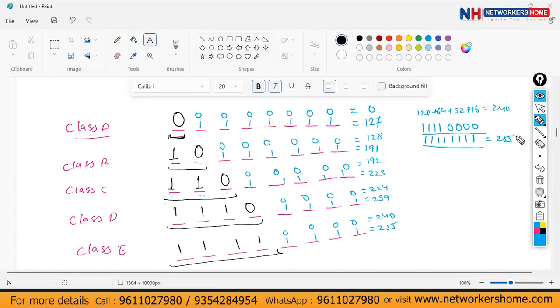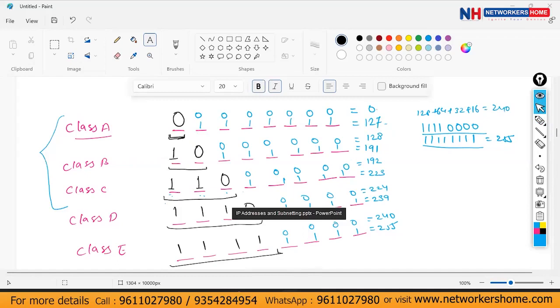Classes range. Now, for IP address assignment purpose, we only use 3 classes, class A, class B, and class C. In case of class A, the range is from 0 to 127. But we'll discuss that in the presentation. So this is clear.